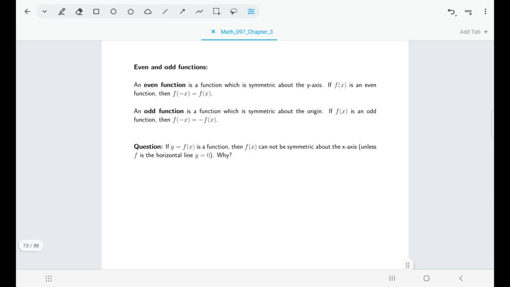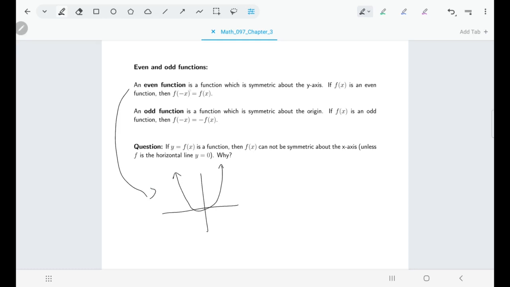The last topic for us to discuss in this section is symmetry of functions. There are two kinds of symmetry. There's symmetry around the y-axis, which happens when we've got what's called an even function. Something that's got that kind of symmetry around the y-axis is something like y equals x squared.